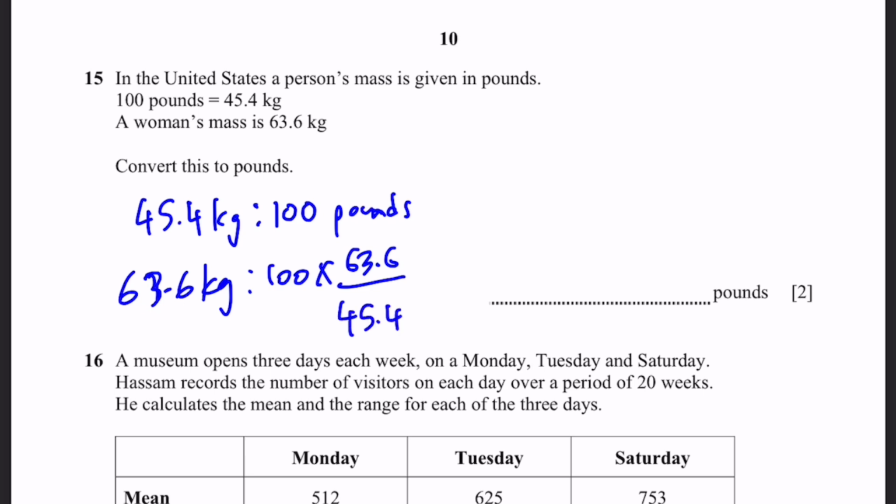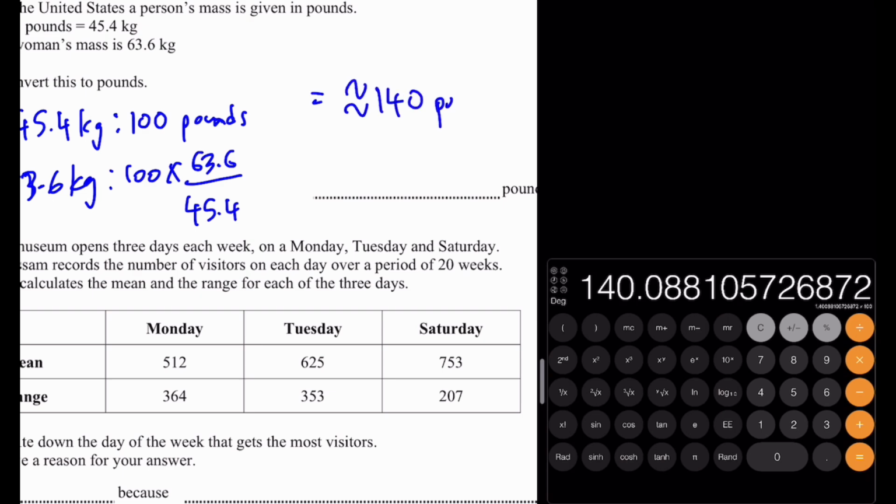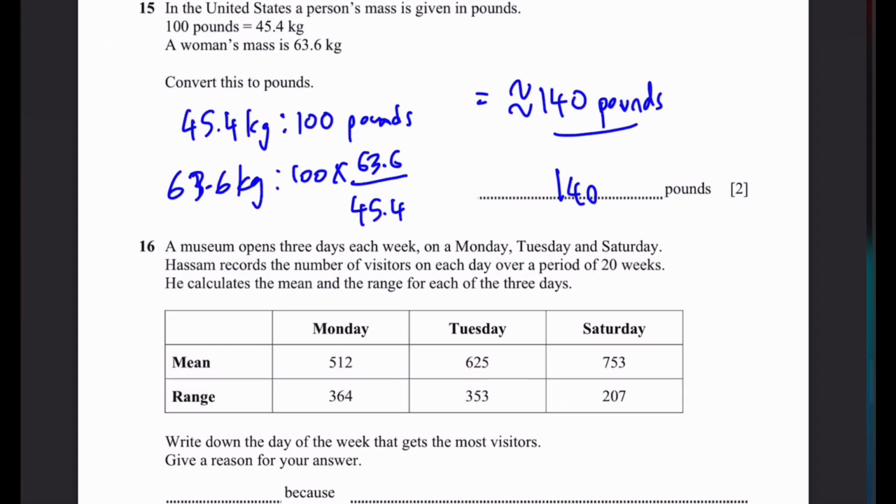Let's get our calculator out. There we are. 63.6 divided by 45.4. It becomes this value. And multiply by 100. We get 140.088. So it'll be approximately 140 pounds. That's the answer. Let's go to question 16.